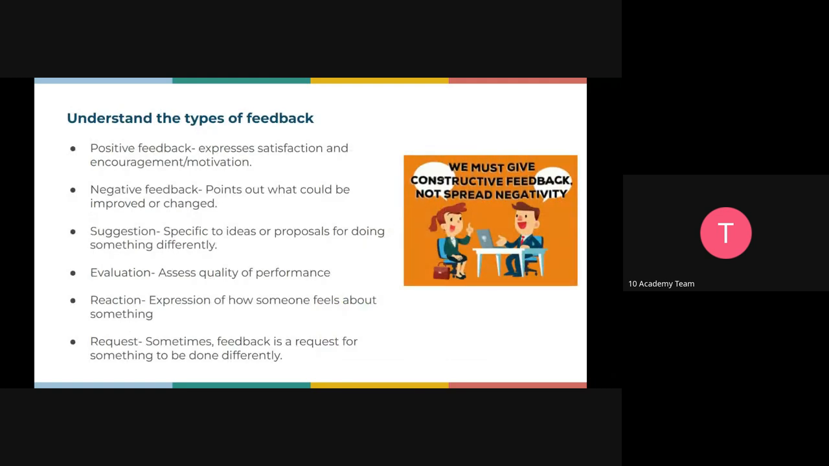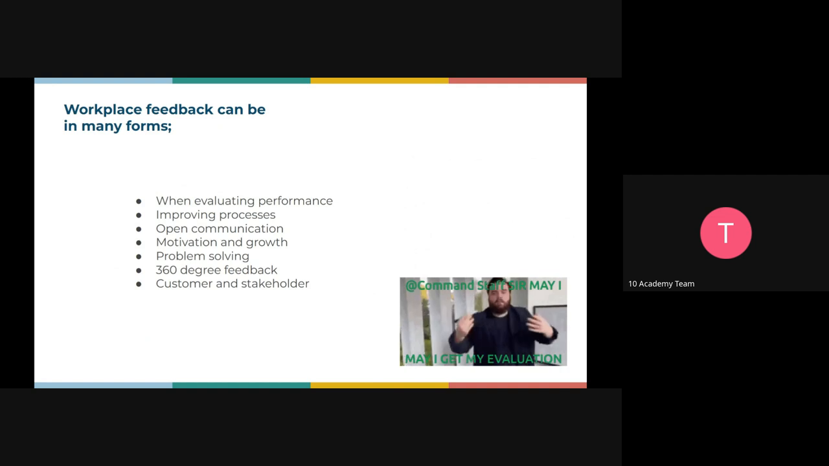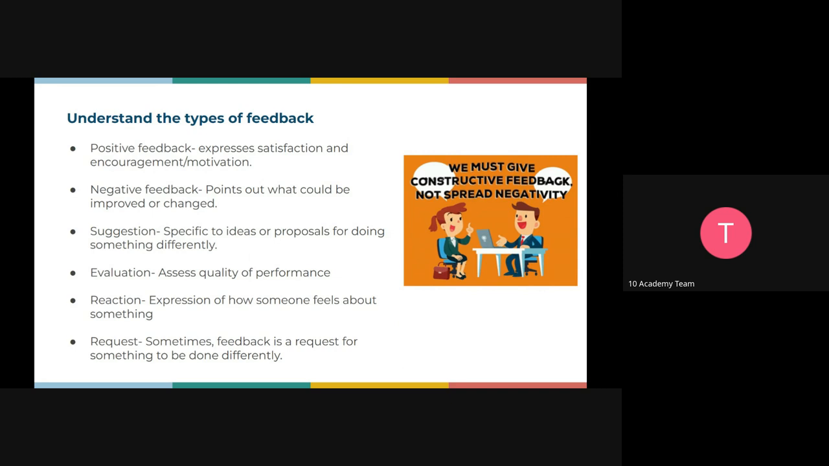There are different types of feedback. One is positive feedback, which is to express satisfaction and encouragement or motivation. Everyone always feels good about getting positive feedback because then you feel accomplished, you've done a good job. And then you have negative feedback. In our place, it's really important to take negative feedback as a point of what could be improved or changed. So it's like accepting critique. And if you've noticed, sometimes you're given feedback about a project you've done, and once you implement that feedback or improve it, you see the results are actually always better. So it's important to have a positive attitude when getting negative feedback. We're also going to talk about that in detail.